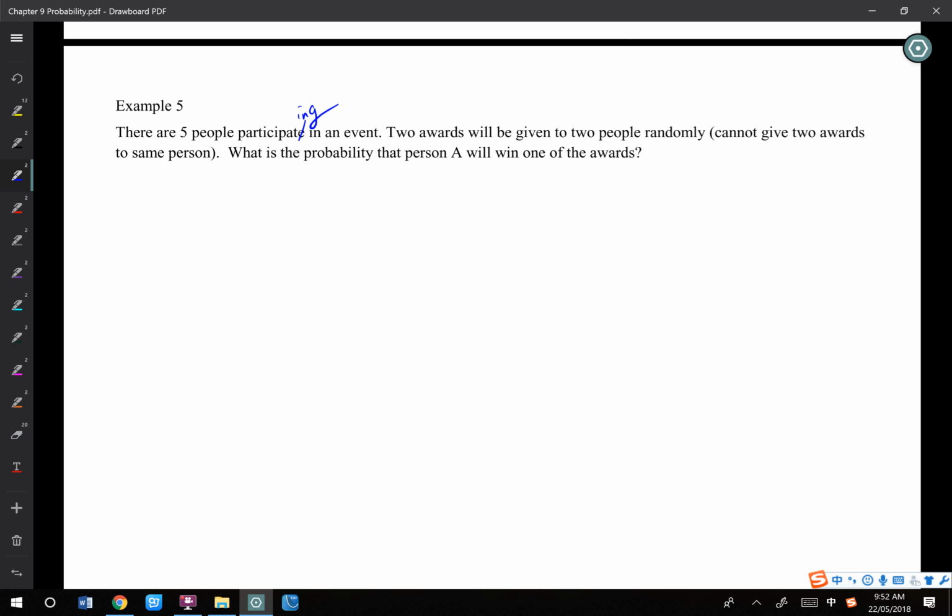Think about it, because it's a multiple stage. I give the award to someone first, and then give to another person at the second stage. What's the best thing to use for this question? Tree diagram? Anything else I can use? A table would be possible. Which one is better? With a tree diagram, the first selection will be 5 outcomes, and the second one will be 4 more outcomes for each, so 20 in total. It will be quite long, so I will use the table.